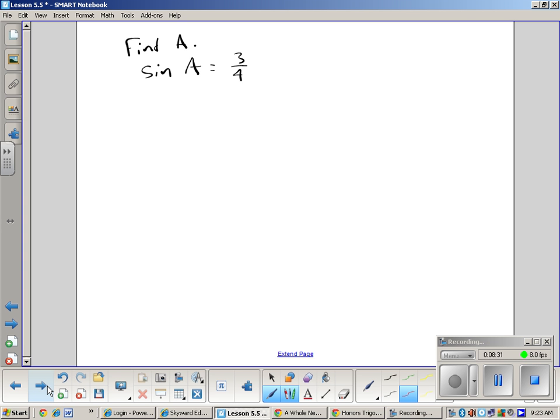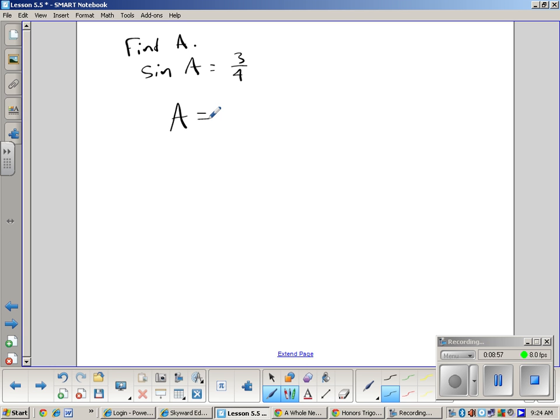In this situation, they're not asking you to find the exact value. They're saying, find the approximate value of A. And A is equal to what? How do I do it? How do I find the missing angle? What do I use to find the missing angle?